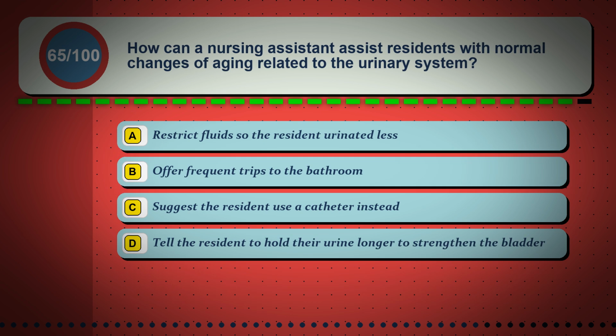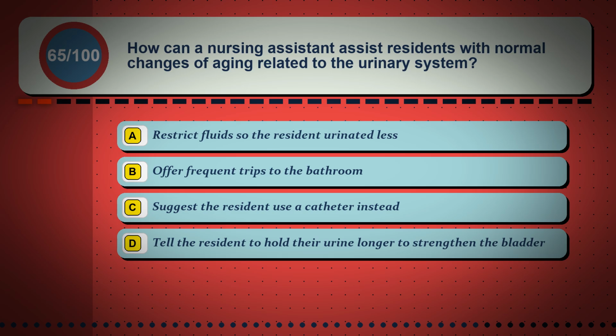Question 65. How can a nursing assistant assist residents with normal changes of aging related to the urinary system? Option A, restrict fluids so the resident urinates less. Option B, offer frequent trips to the bathroom. Option C, suggest the resident use a catheter instead. Option D, tell the resident to hold their urine longer to strengthen the bladder.